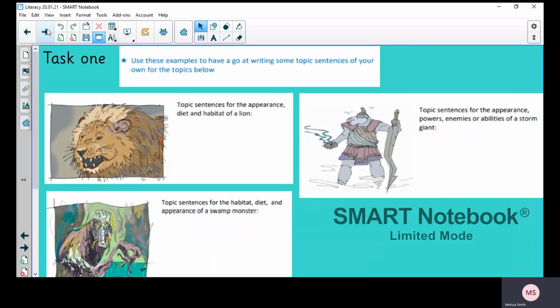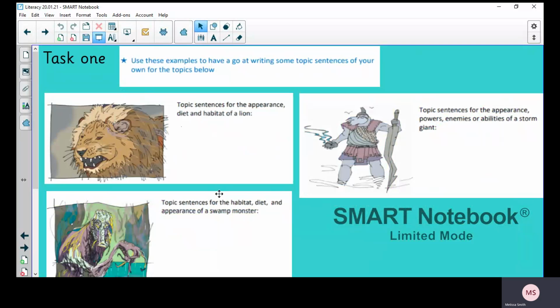What I would like you to do is your first task on your to-do today. You are going to, for each of these examples, write your own topic sentences. So for the one about the lion, I would like you to write a few topic sentences for the appearance, diet and habitat of a lion. We'll say minimum one for each. So I want one for appearance, one for diet, one for habitat.